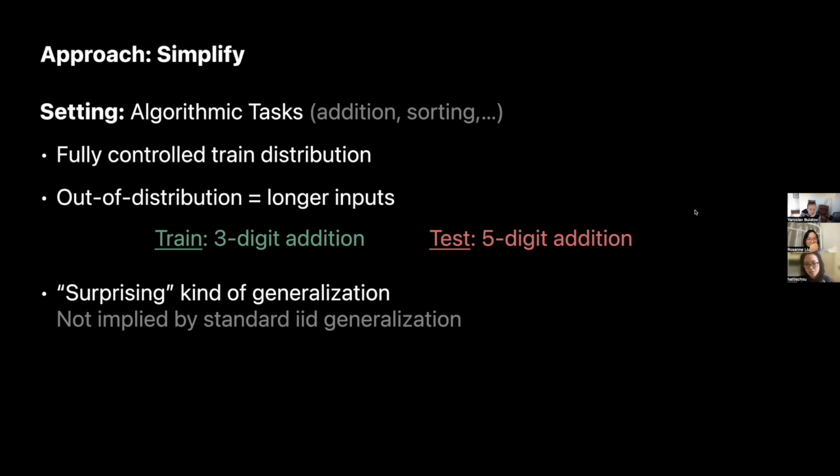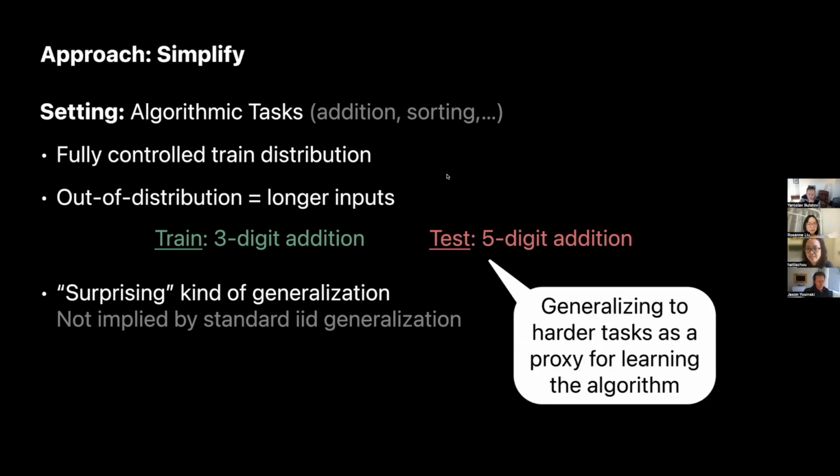So here we focus on the specific form of out-of-distribution setting that is focused on length. We're going to train on shorter length examples and test on longer length examples. This is also interesting because for these types of problems, longer length corresponds to harder tasks. And this is a nice proxy for whether or not the model has learned a generalizing algorithm.